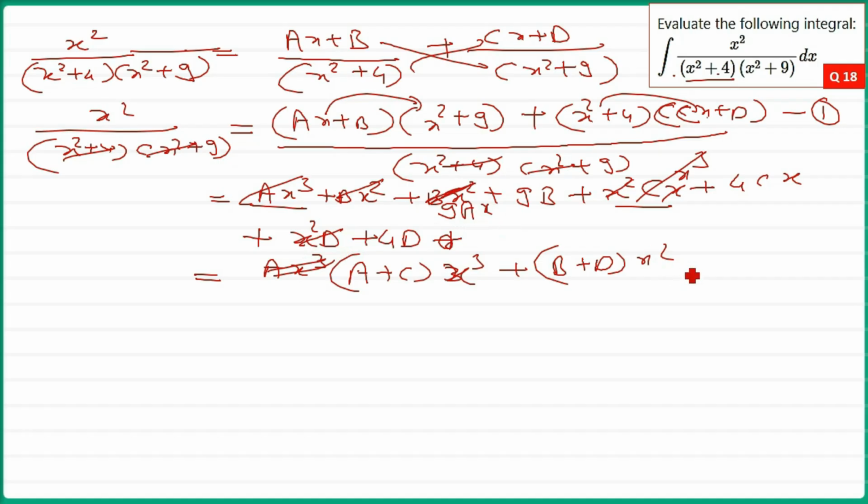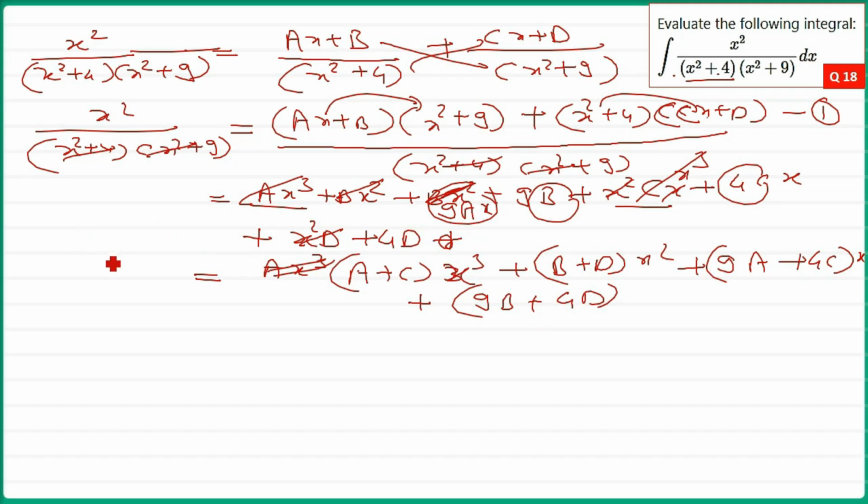Then coming to the x term, 9ax plus 4cx. So 9 capital A plus 4 capital C into x. Please remember, a and b are the constant we need to find out. But as a variable, we'll have 4 equations. Now constant will be 9b plus 4d.